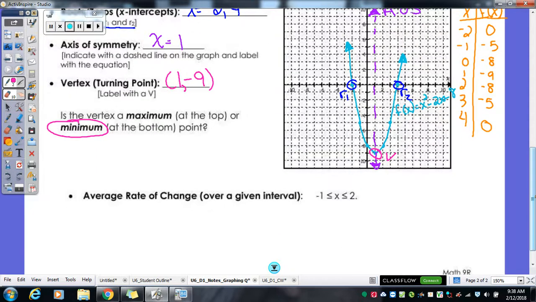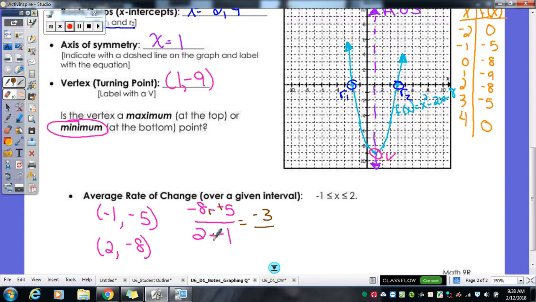Then our last part, our average rate of change. -1 to 2. We've got (-1, -5), and then (2, -8). So we subtract y minus y over x minus x. I get a -3 over +3. So my average rate of change would be a -1.